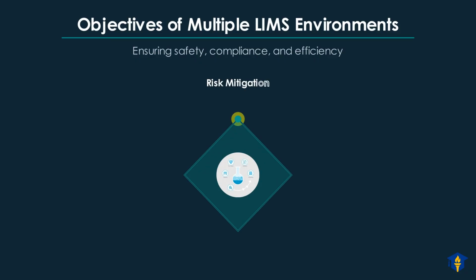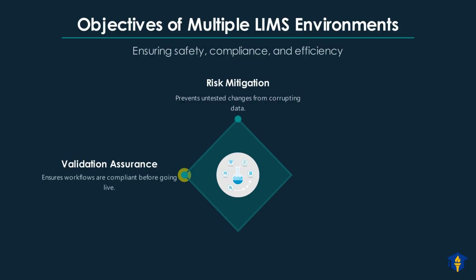One primary objective is effective risk mitigation, protecting your valuable laboratory data. This helps prevent any untested modifications from potentially corrupting your critical production data. Another vital objective is ensuring thorough validation assurance for all your processes. This ensures that all workflows are fully compliant with regulations before they become operational.